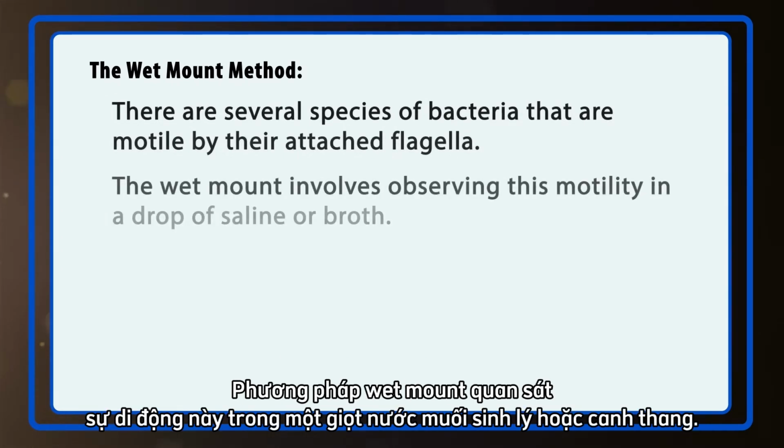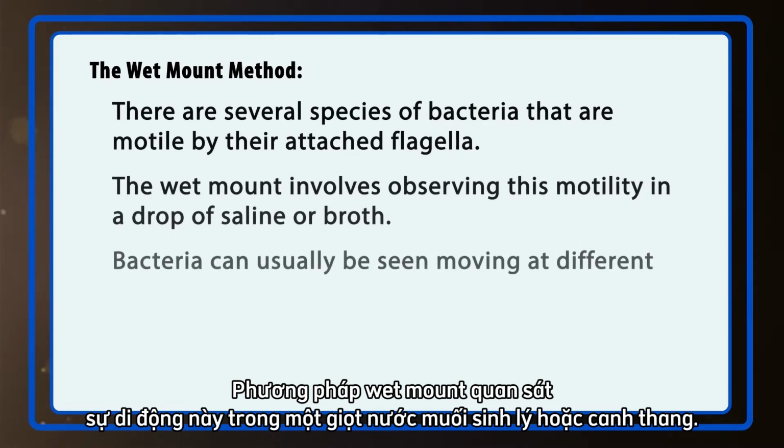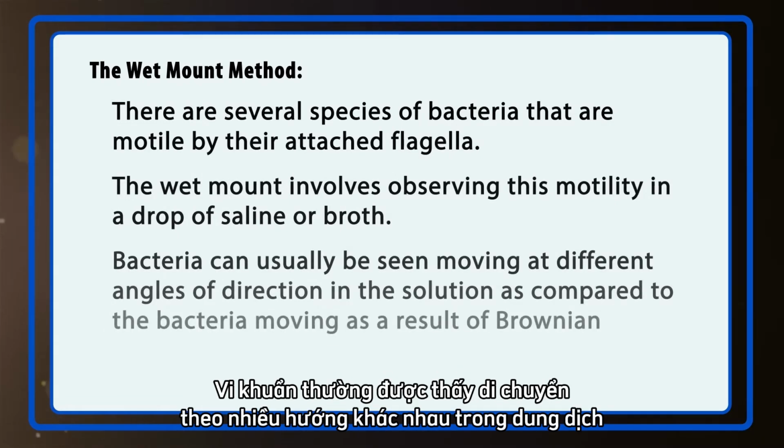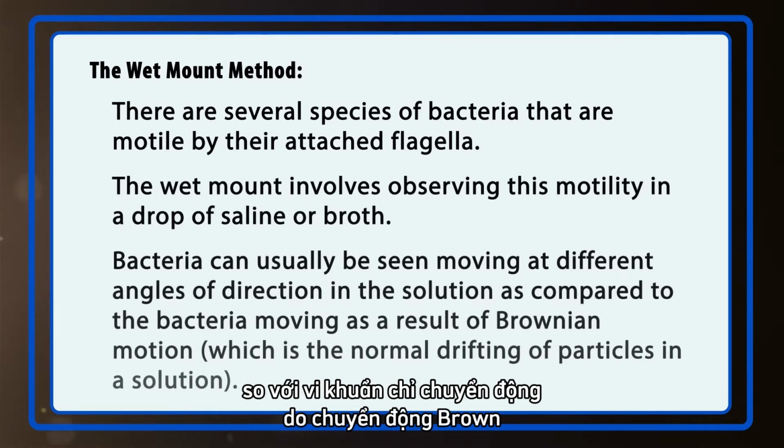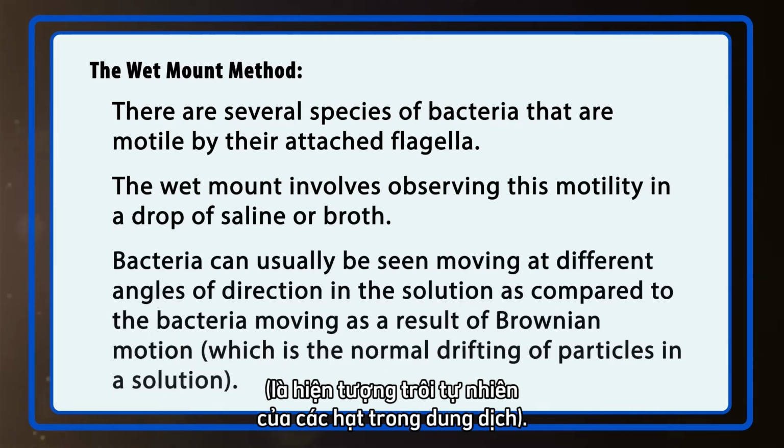The wet mount involves observing this motility in a drop of saline or broth. Bacteria can usually be seen moving at different angles of direction in the solution as compared to bacteria moving as a result of Brownian motion, which is the normal drifting of particles in a solution.